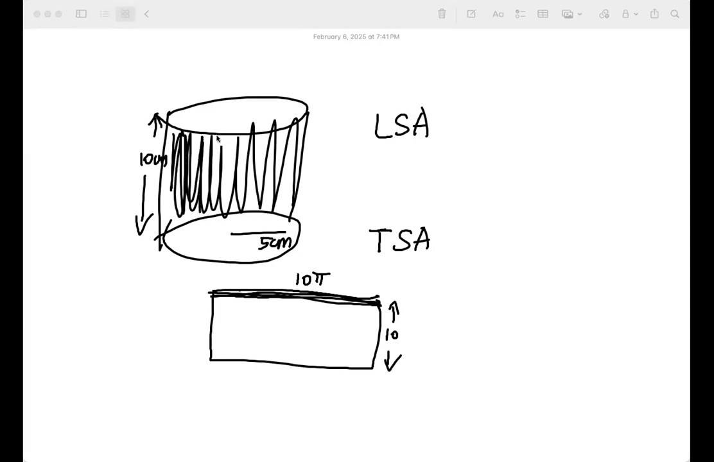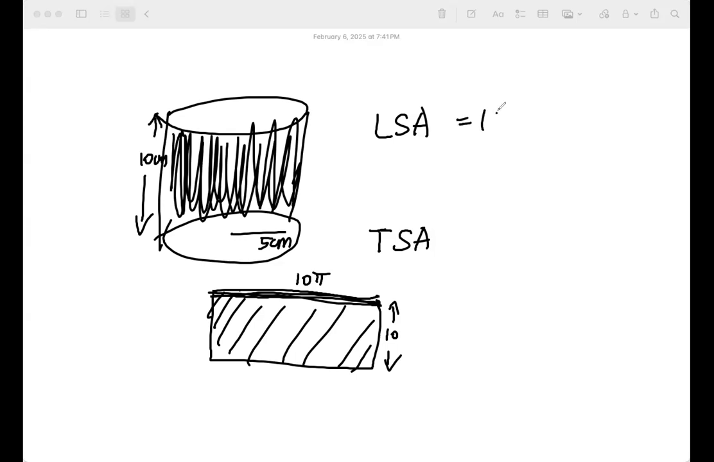Now, what is the lateral surface area? Lateral surface area means only the side area. What is the side area? The area of this, right? What is the area of this? 100 pi. Yeah. What is the total surface area, guys? 100 pi.